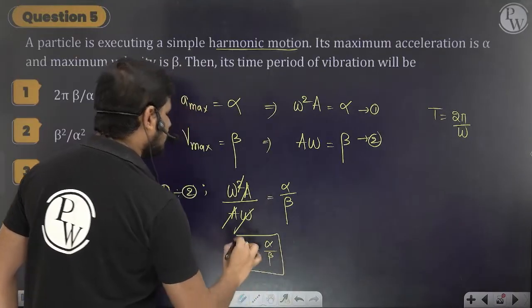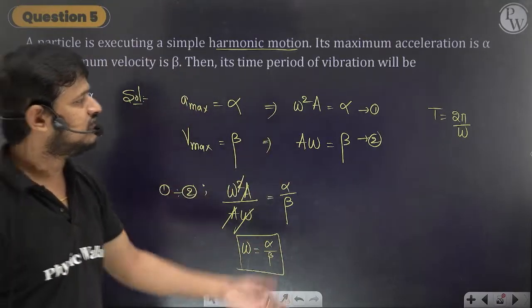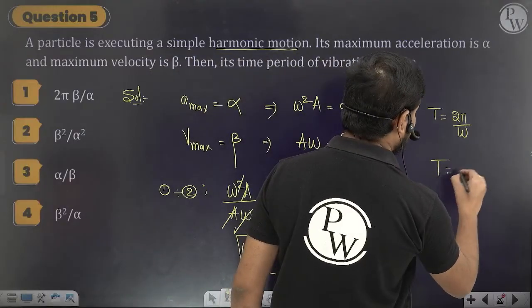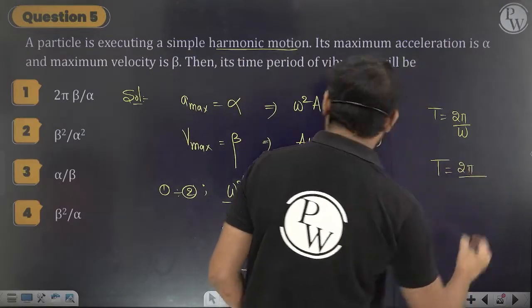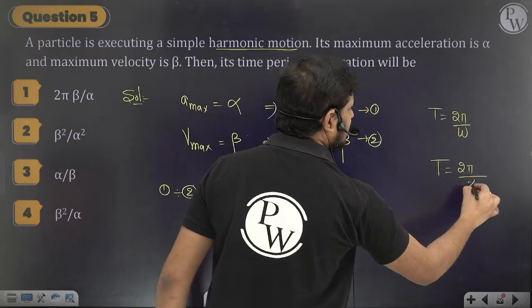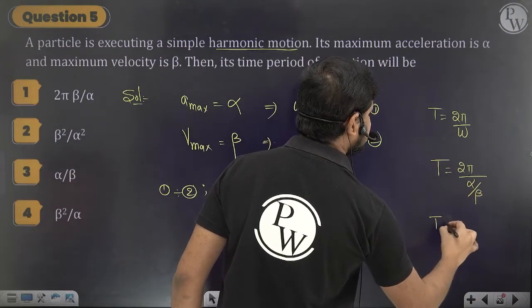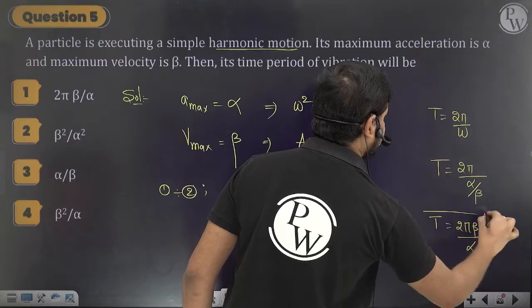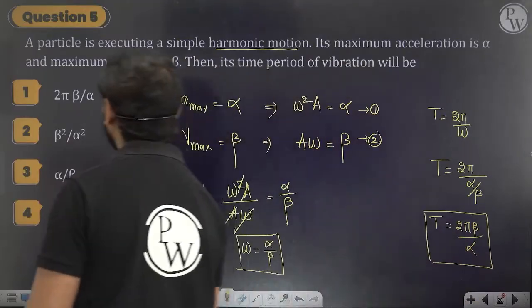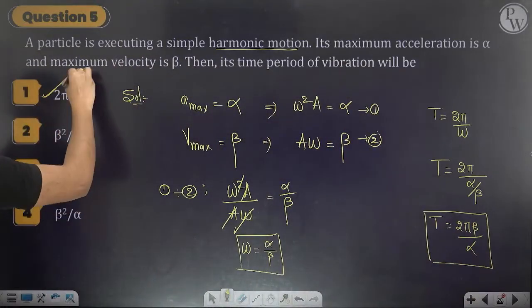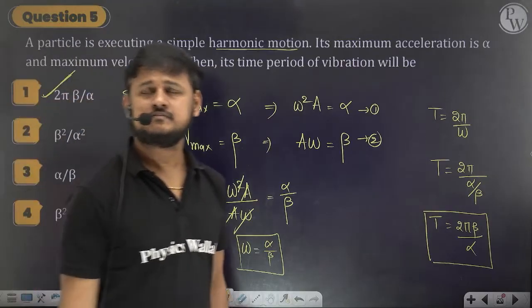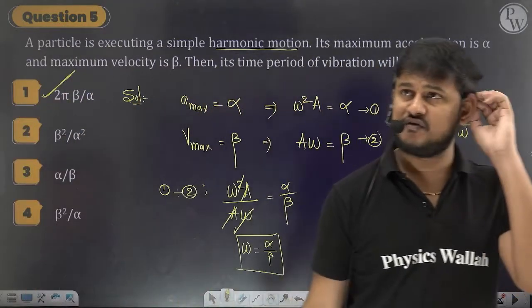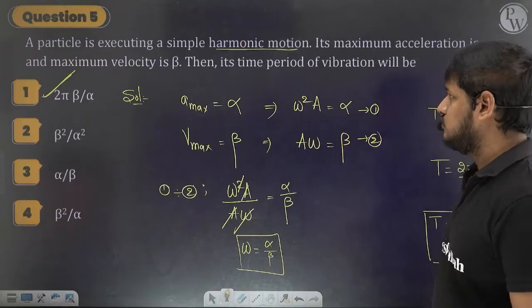So I got omega, and I'll substitute it here. The time period equals 2 pi by, in place of omega, alpha by beta, which is nothing but, this beta will go up, 2 pi beta by alpha. Option 1 is the correct answer. Done, clear everyone? Understood? Chalo, so next.